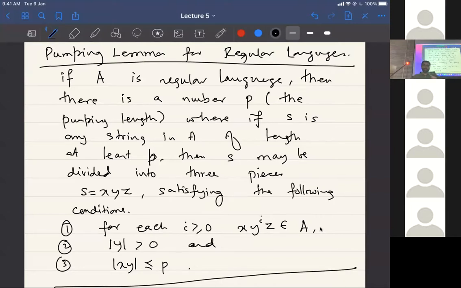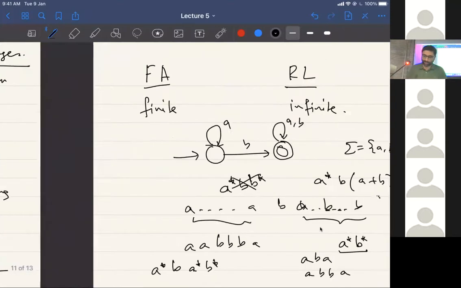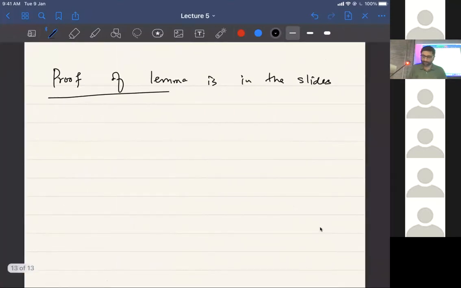So if A is an infinite regular language, then you can find a number P such that if you find a string S of length at least P in this language, then you can break that string S into three parts, X, Y, Z. The third condition says the first two parts, X and Y, should not compose the entire string. Let me explain this in some words. It would be easier that way.